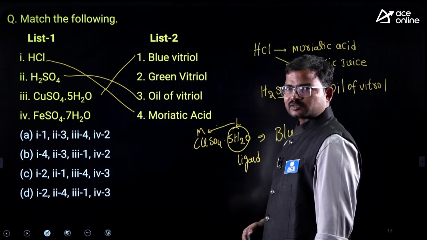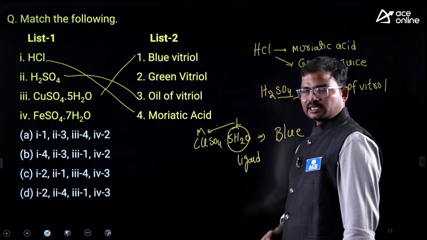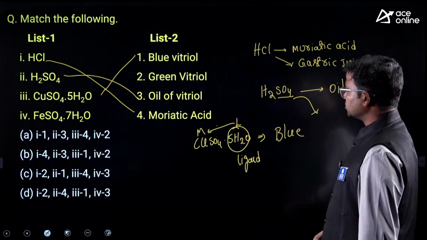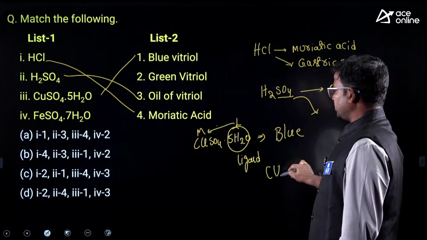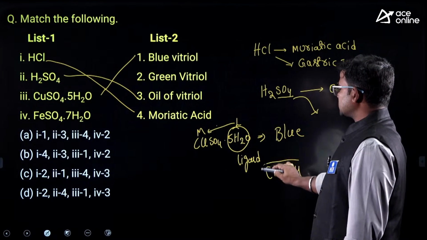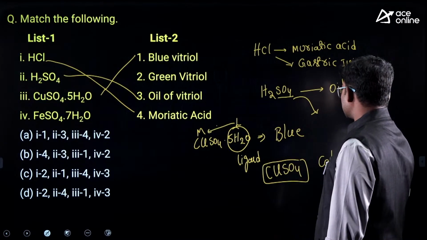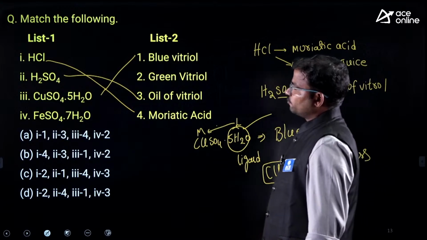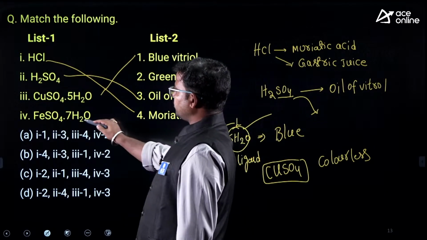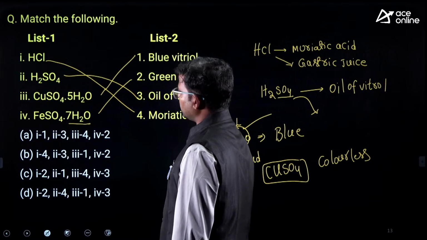What kind of transmission takes place here? Ligand to metal electron transmission takes place here. So without water molecules, what do we have? Copper sulfate. What is the color of anhydrous copper sulfate? Colorless. That is the beauty of the existence of water. Next one, ferrous sulfate. Here it has 7 water molecules. This is called green vitriol.